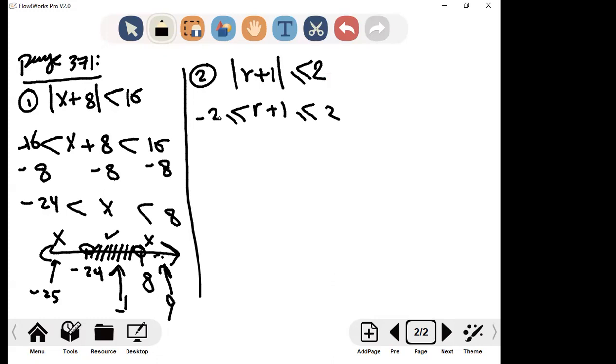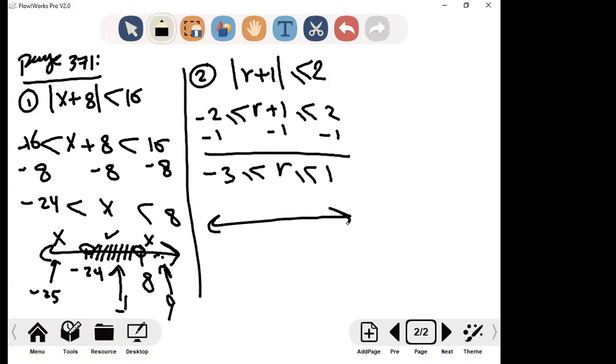It's the same, right? Now solve, subtract 1, subtract 1, subtract 1. Find the answer. Here r is more than or equal to negative 3 and less than or equal to 1. So negative 3 to 1 with closed circles, and the solution is between them. Done?